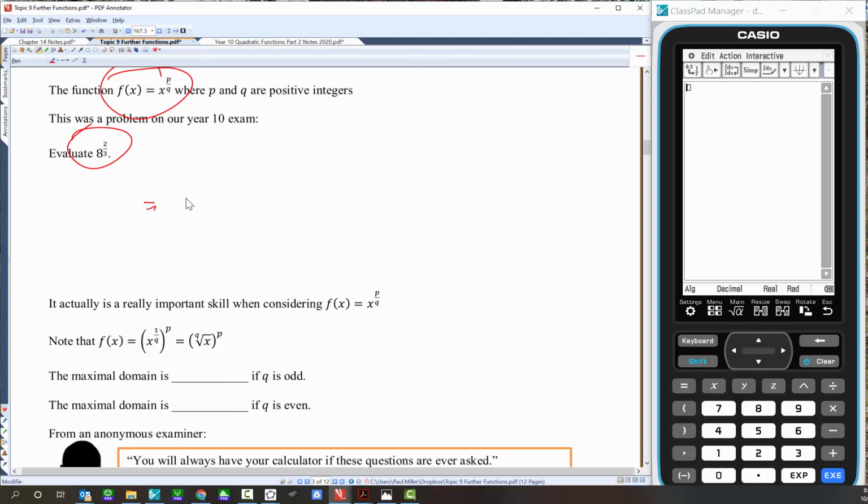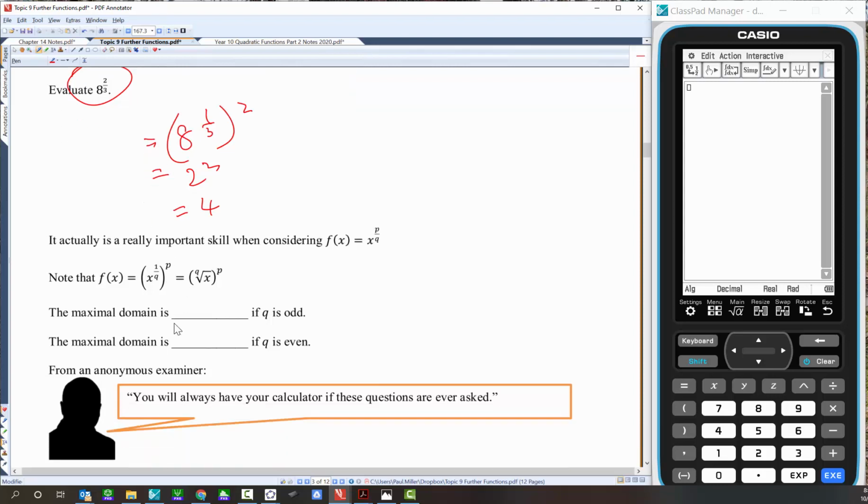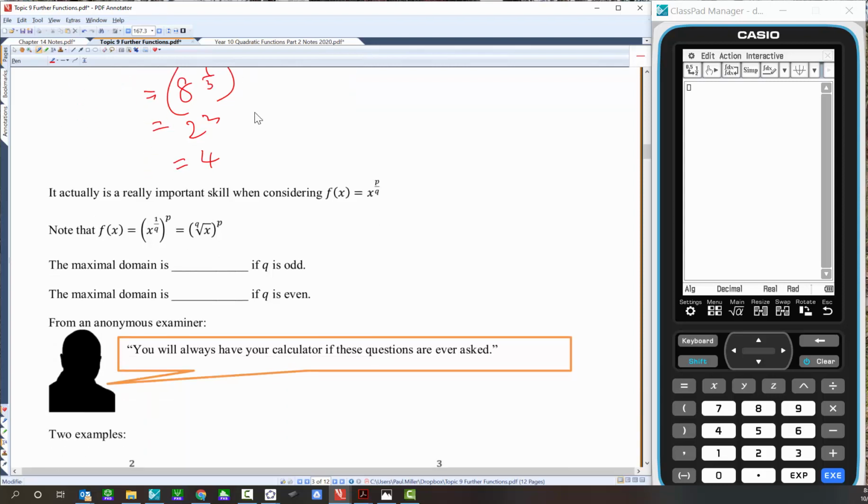Well, that's going to be the same as 8 to the 1/3, to the power of 2, and that's the third root of 8, which is 2, to the 2. 2 to the 2 is equal to 4. So that's a really important skill because it allows you to predict what the function may look like.